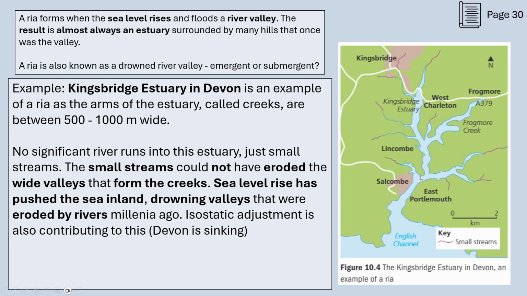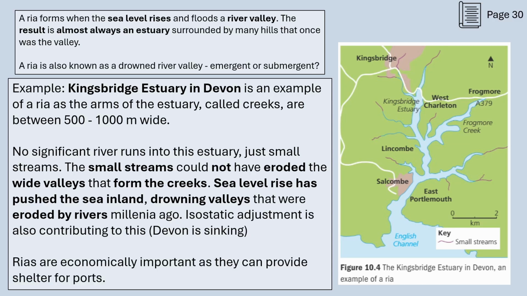Now, last lesson we spoke about how relative sea level rise and fall is a combination of different factors. We're in the south of the UK, and so isostatic adjustment is also contributing to this. Devon is sinking. So this is an area of isostatic subsidence, where the land is sinking as a result of glaciers melting. Rias are also economically important as they can provide shelter for ports.